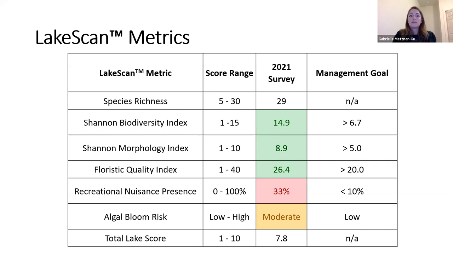The Shannon Biodiversity Index is a measure of the plant species diversity and distribution evenness. And so that also indicates the plant community, the stability and the diversity of your lake. And then along with that is the Shannon Morphology Index. It's a measure of the plant morphology.